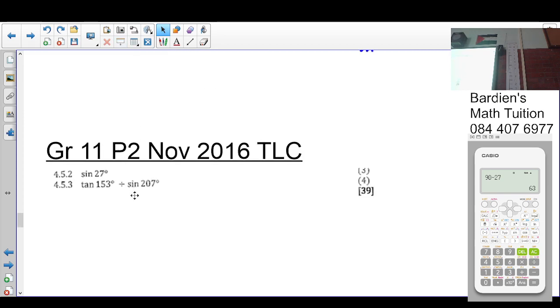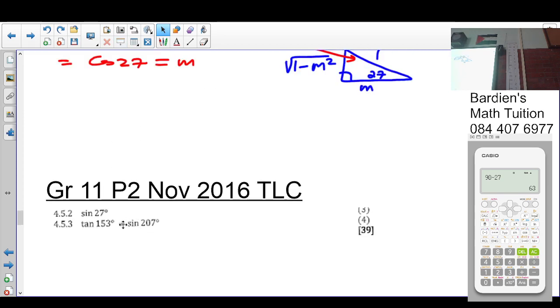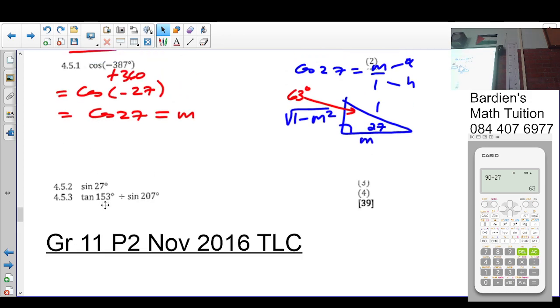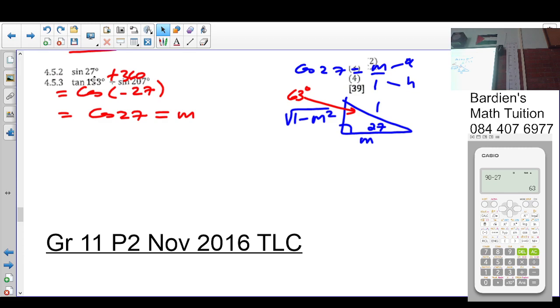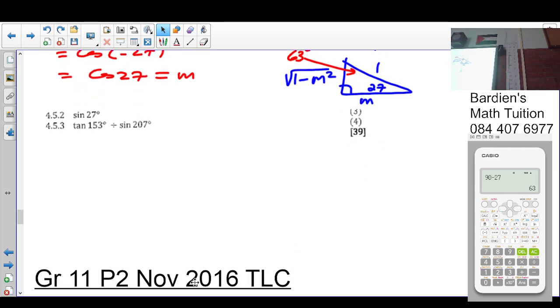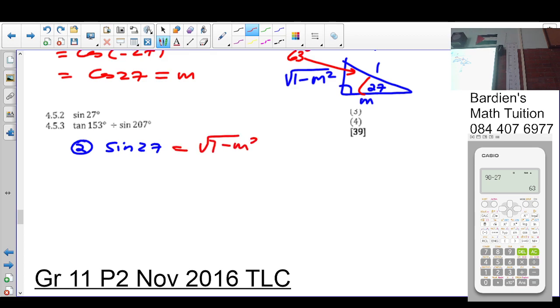Let's look at the next one. Okay, the next question. That's all I need basically. Sine 27. So sine 27. Sine is opposite over hypotenuse. So it's the square root of 1 minus m squared over 1. So it's the square root of 1 minus m squared.